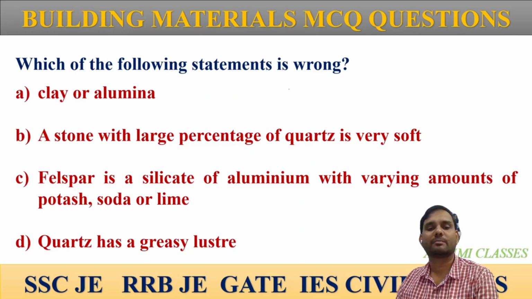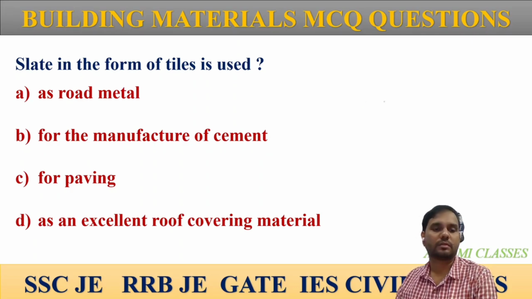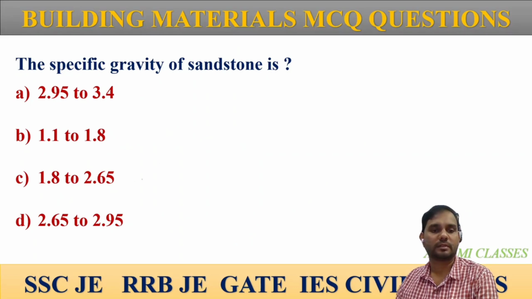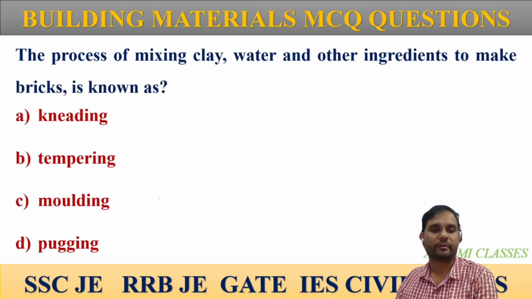Which of the following statements is wrong? A stone with large percentage of quartz is very soft. This is the wrong statement. Slate in the form of tiles is used as an excellent roof covering material. The specific gravity of sandstone is 2.65 to 2.95.